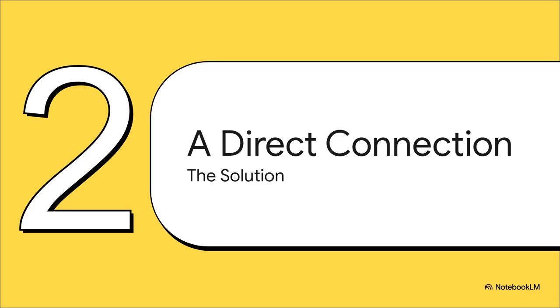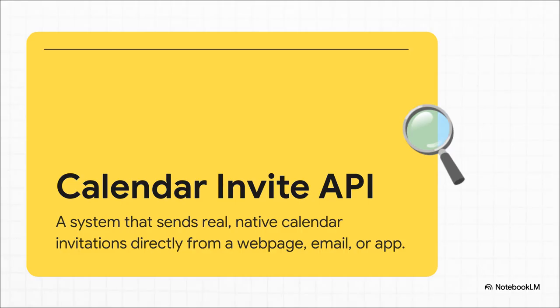So, how do we get from that clunky, annoying button to that seamless, one-click dream? Well, the solution is a piece of tech that completely bypasses that whole file download thing. Instead, it creates a direct link between the person hosting the event and your personal calendar. And this is it. It's called a Calendar Invite API.